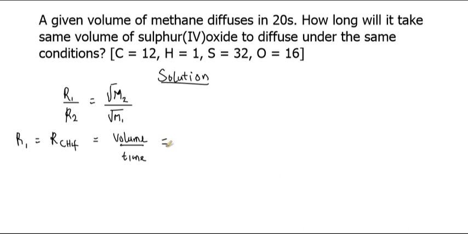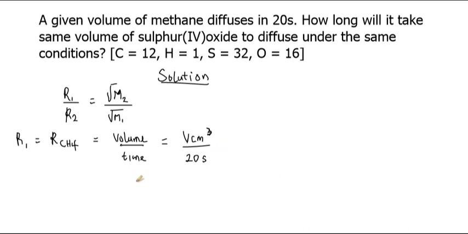The volume of the methane gas is not given. We are told that the given volume of methane diffuses in 20 seconds. Since the volume of methane is not specifically given, let's take the volume of methane gas to be V. So we have V centimeter cube divided by 20 seconds. So we'll be taking R CH4 to be V over 20.